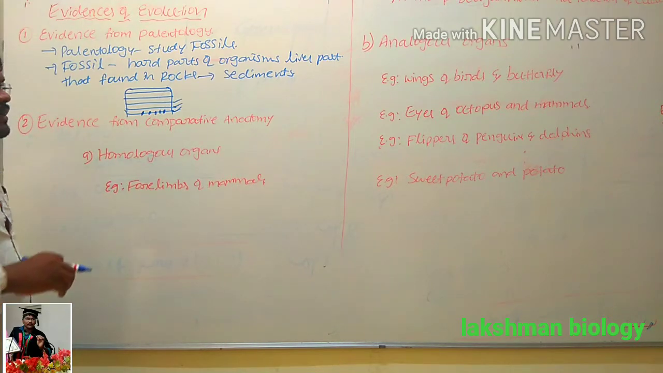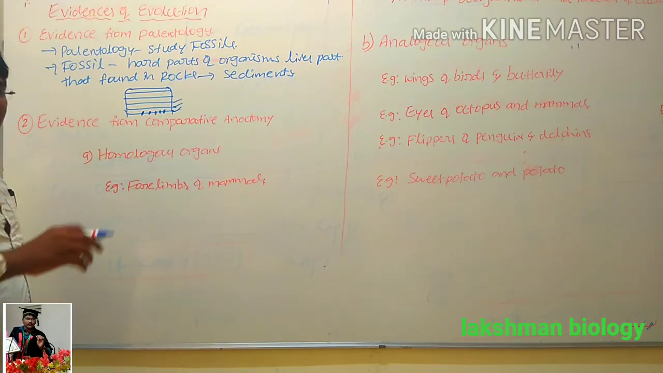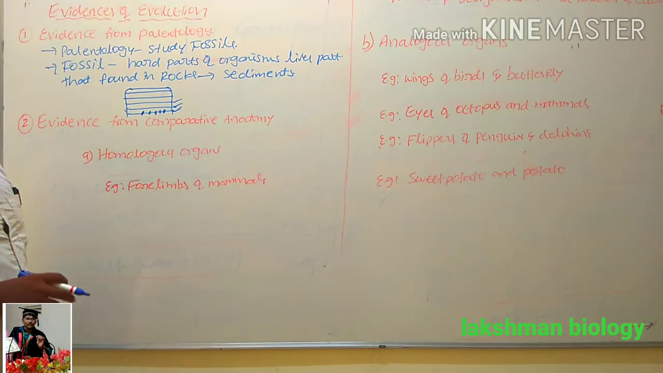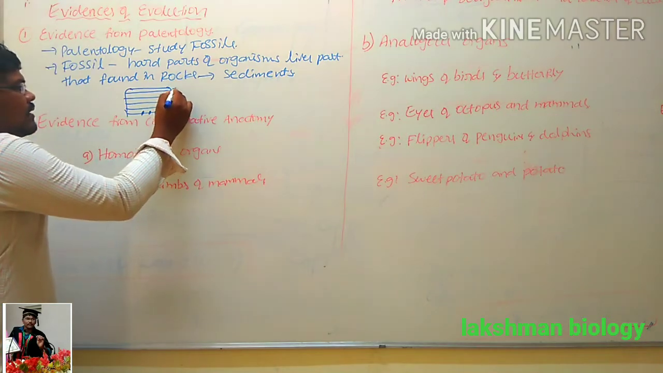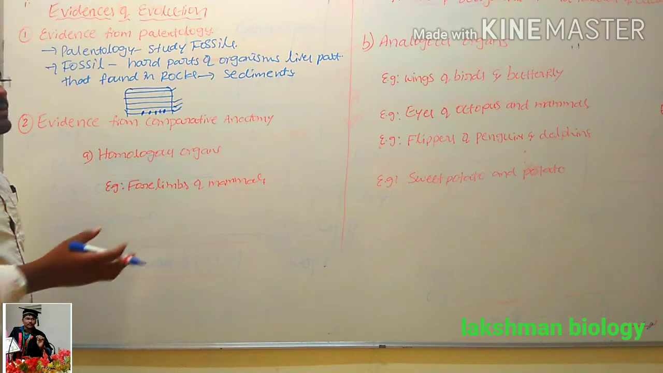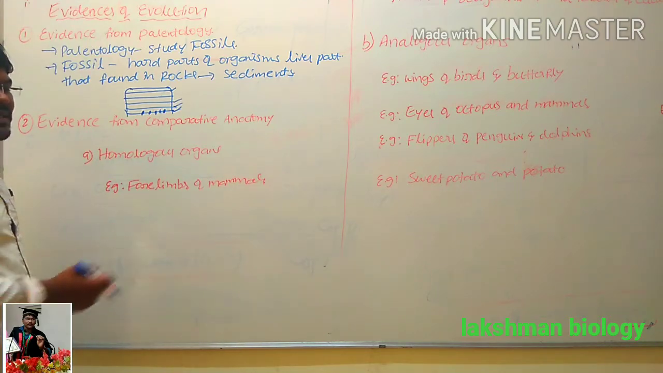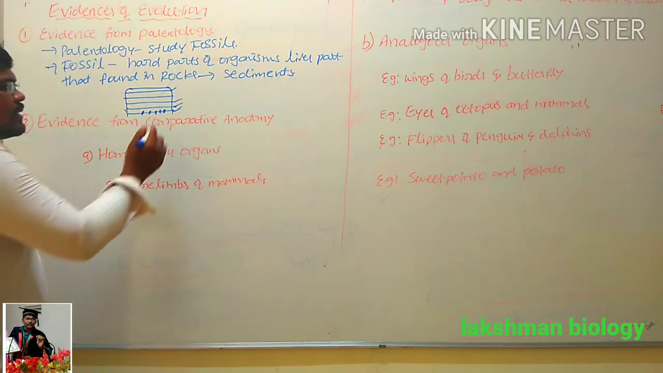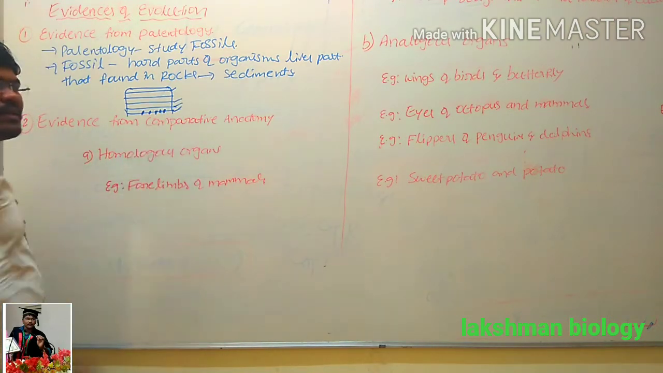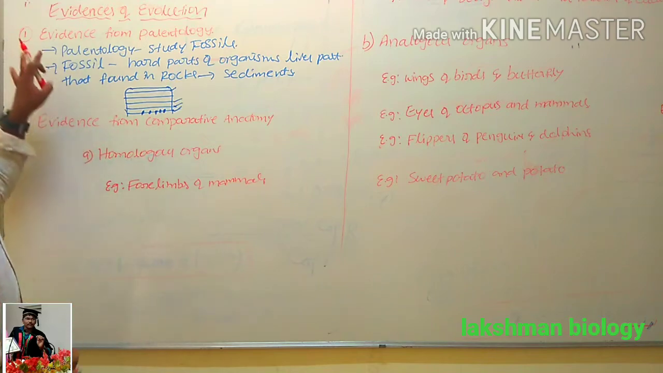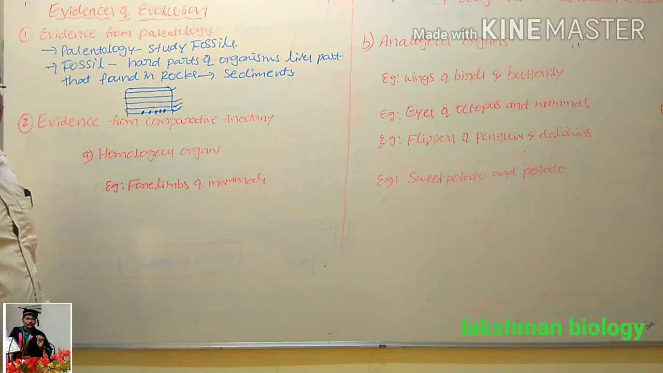Based on the type of sediment in which we find the fossil, we can identify the age of the fossil also. If you find the fossil at the very top layer, we can say that it died just a few years back. If you find the fossil in a very deep sediment, we can say that the sediment belongs to the very past. That is about the sediments. This is the completion of evidence from paleontology.